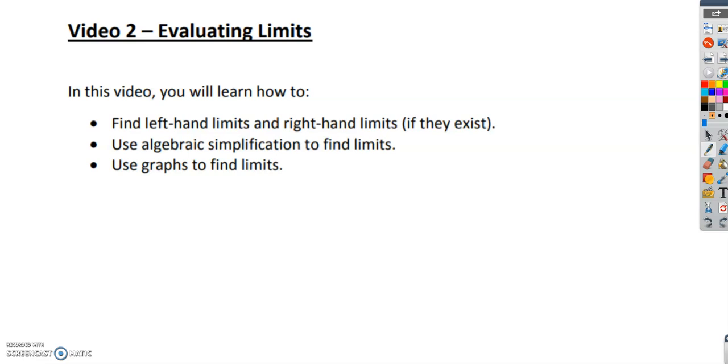Today we're going to talk about evaluating limits. We're going to talk about what it means to be a left-hand versus a right-hand limit, if they exist, how to simplify some situations so we can find limits, and then using graphs to find limits. So let's take a look.